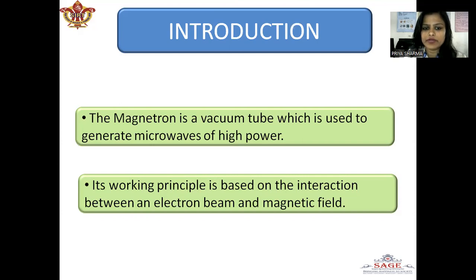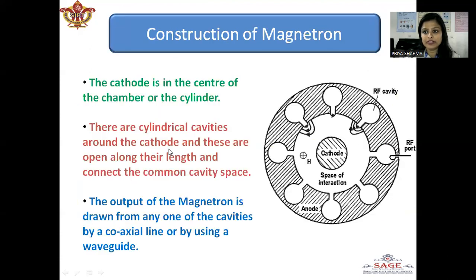It is a cross-field device as the electric field between the anode and the cathode is radial, whereas the magnetic field produced by a permanent magnet is axial. The permanent magnet is placed such that the magnetic lines are parallel to the vertical cathode and perpendicular to the electric field between the cathode and the anode. So the magnetron is a vacuum tube used to generate microwaves at high powers, and its working principle, as I told you, is the interaction between the electron beam and a magnetic field.